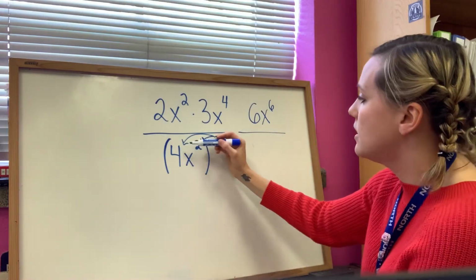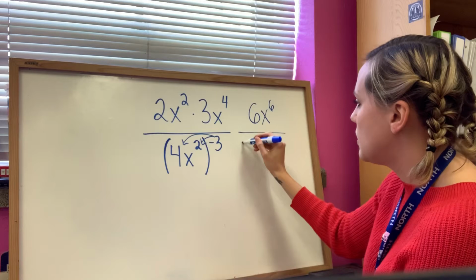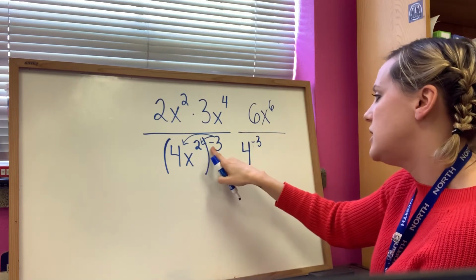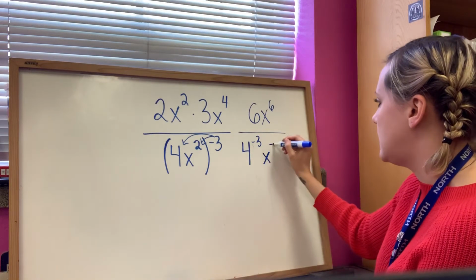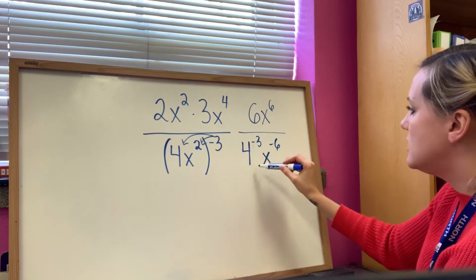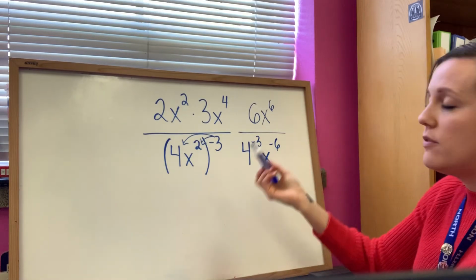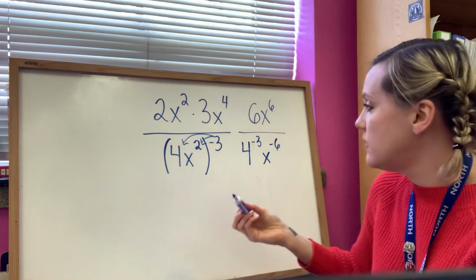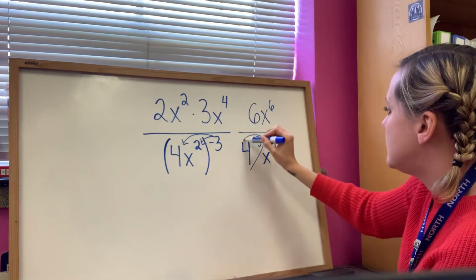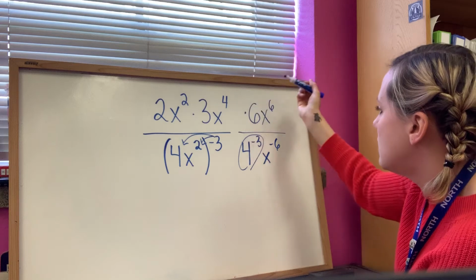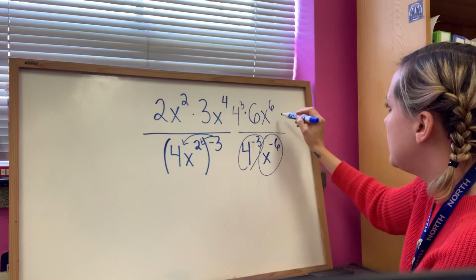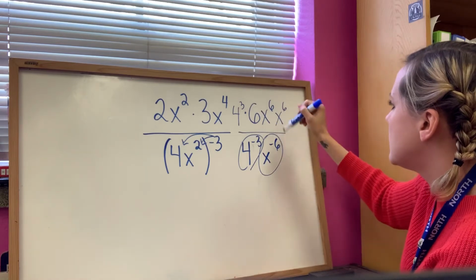So 4 has a 1 out in front of it. So we're going to have 4 to the negative 3rd power. And then 2 times negative 3 is negative 6. So we're going to have x to the negative 6th power. Okay, so remember, we don't want anything to be negative. So since these are negative in the denominator, they're going to move up to the numerator and become positive. So this is going to come up here. We're going to have 4 cubed. And this is going to come up here, and we're going to have positive x to the 6th.